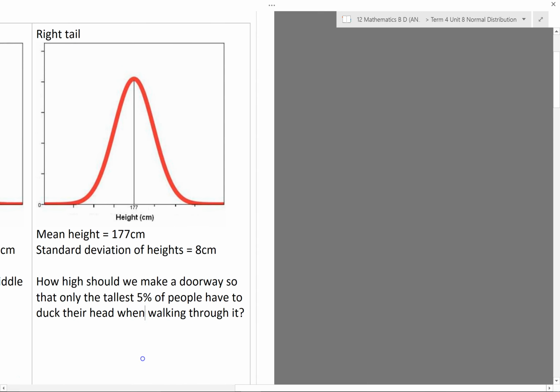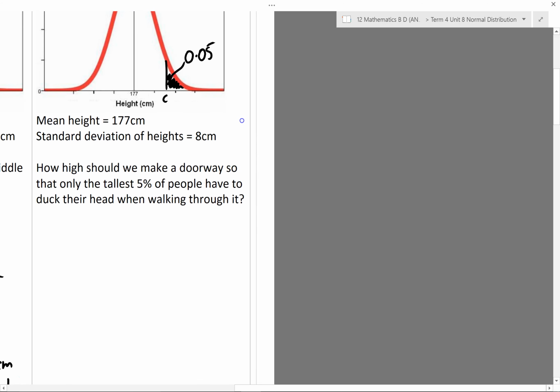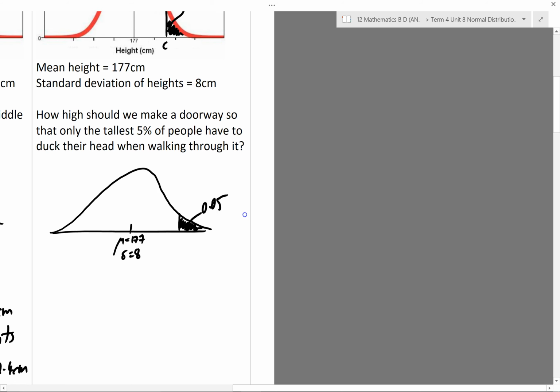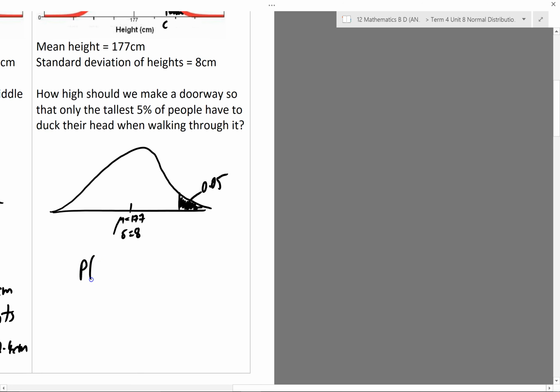The third type of problem is a right tail problem. Same mean, same standard deviation. How high should we make a doorway so that only the tallest 5% of people have to duck their head when walking through it? Which means there's some value C such that this area is 0.05. Again, we'll draw our own diagram. What we're trying to find is the value C such that the probability of the height being greater than C is 0.05.